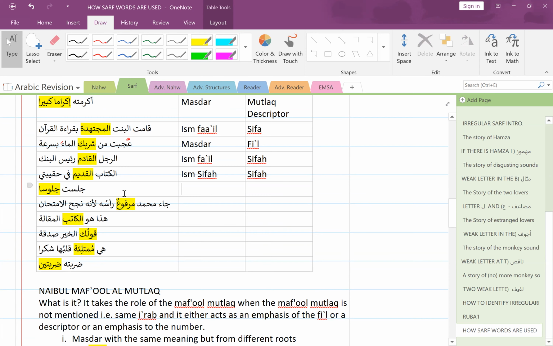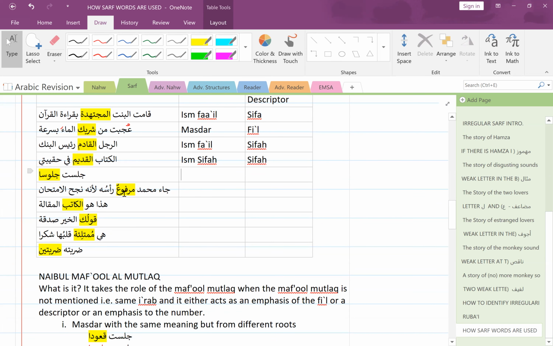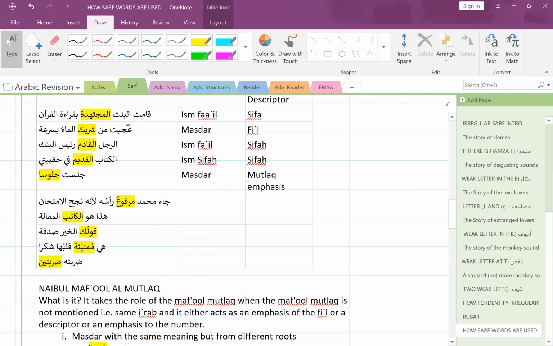Anyway, now let's look at the next one. It says jalastu julusan. What kind of a word is julusan? Masdar. Yes, this is a masdar. But what role is it playing here? Mutlaq. This is a mutlaq because you can see it is repeated. Jalasa is the verb and julusan is the masdar of that verb. What kind of a maf'ul mutlaq is it? Emphasis. Yes, it is emphasizing the verb.